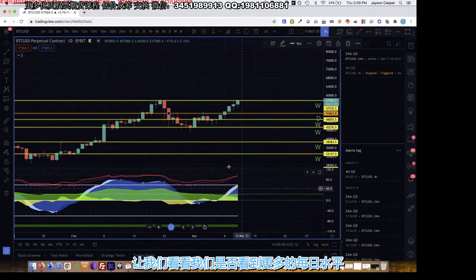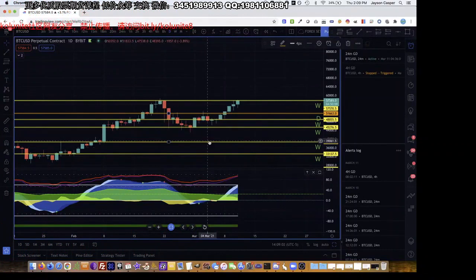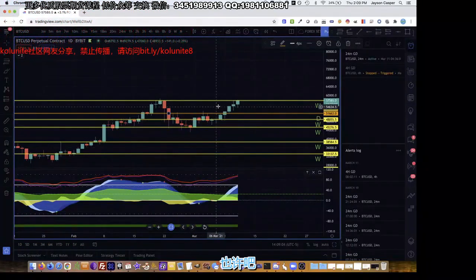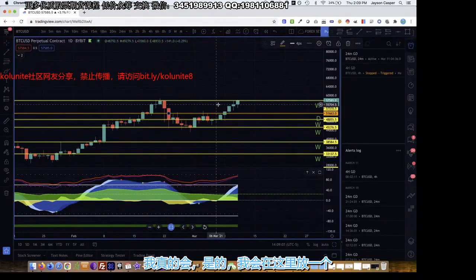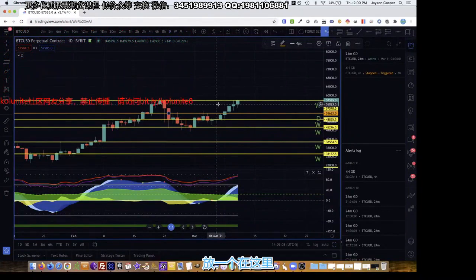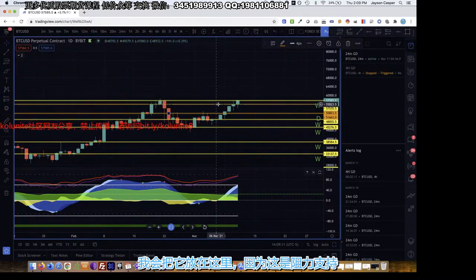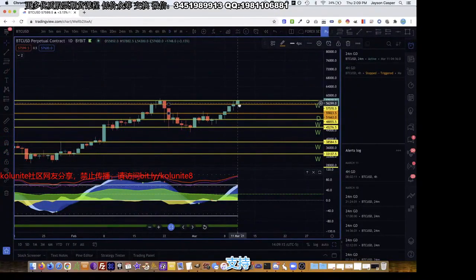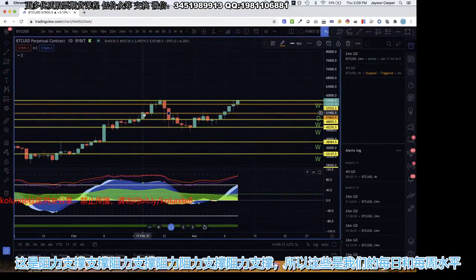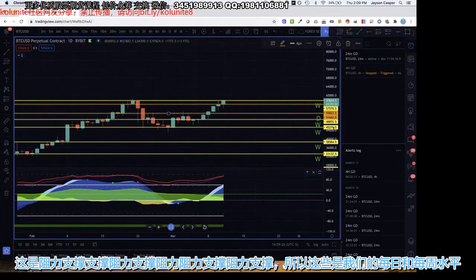And let's see if we see any more daily levels. I don't really see any more. Maybe I would actually, yeah, I would put one right here, because it was resistance, support, support, resistance, support. And right here again, it was resistance, support, support, support, resistance, resistance, resistance, resistance, support, support. So these are our daily and weekly levels.